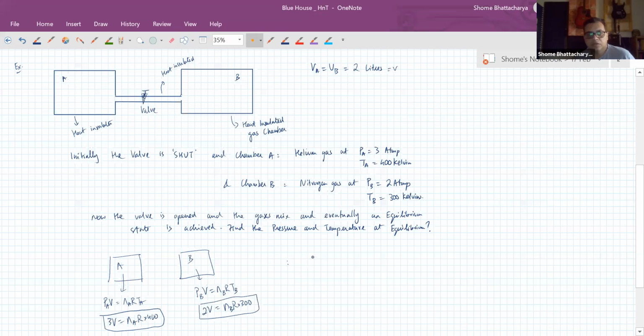Also we have internal energy of gas in chamber A is 3 by 2 NaRTA or 3 by 2 PA into V. So this is in liter atmosphere. And internal energy of gas in chamber B is 5 by 2 NBRTB or 5 by 2 pressure into volume because it is diatomic. Degrees of freedom is 5 for nitrogen, and chamber A is helium, so degrees of freedom is 3.